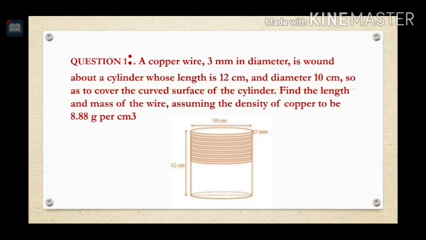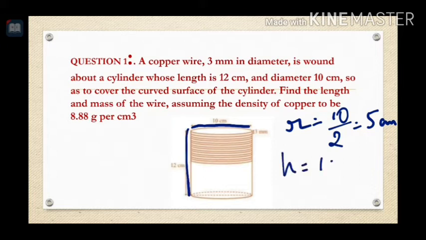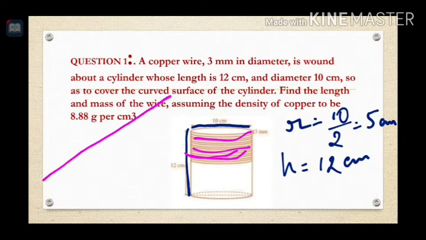centimeter cube. As you can see in the diagram, the diameter of the cylinder is equal to 10 centimeter, so you can write the radius is 10 by 2, which is equal to 5 centimeter, and the length of the cylinder is given as 12, that means height is equal to 12 centimeter. Now you have to cover the curved surface of this cylinder by a copper wire whose diameter is equal to 3 millimeter.